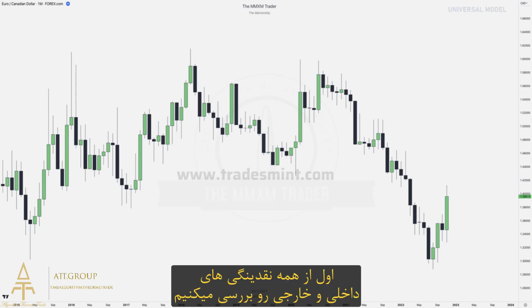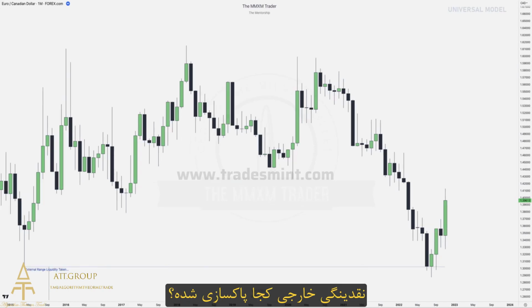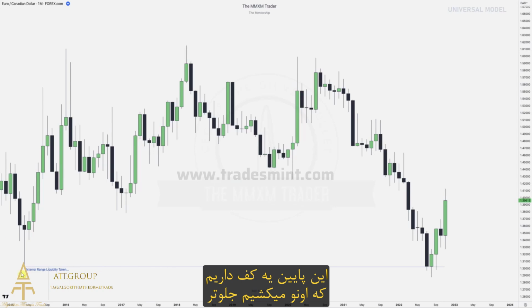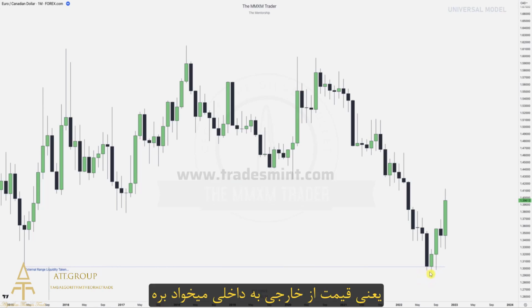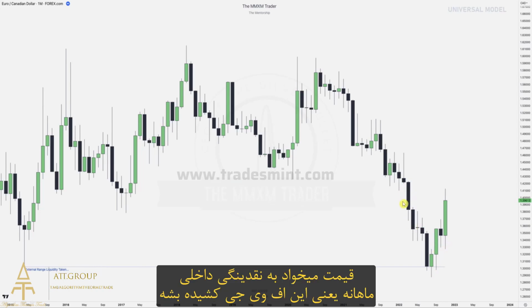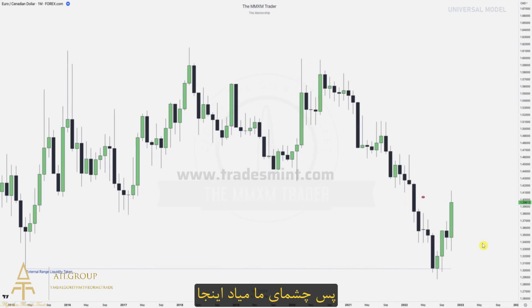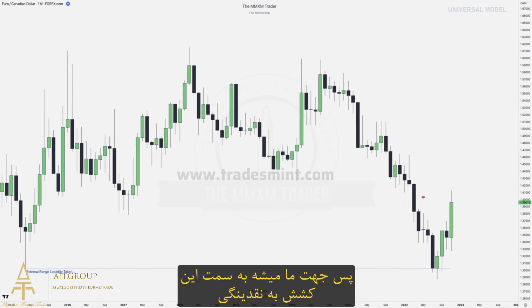First of all, we're going to think about external and internal range, right? Where is external range liquidity been taken? We've got this low down here, extended out in time, and we see the purge on sell side liquidity over here, which means from external we go to internal, and we have our draw on liquidity, right? We want to draw into this internal range monthly fair value gap. This is where our eye goes to, and this is where our bias is for the draw on liquidity.